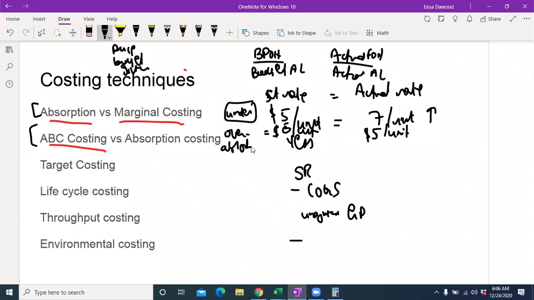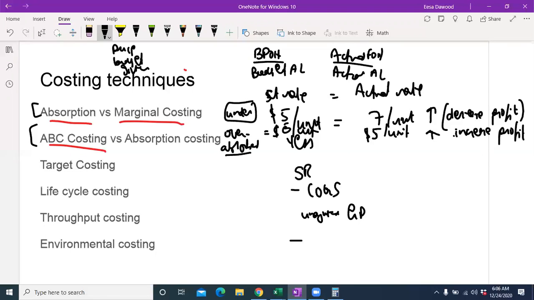Here you have over absorbed, so your profit would be lower and you need to increase your profit. With under absorption, I charged less and the actual cost was more, so either increase your cost or decrease your profit. Here the actual was less and I charged more, so I over absorbed. So here I would either decrease my cost or, in other words, increase my profit.